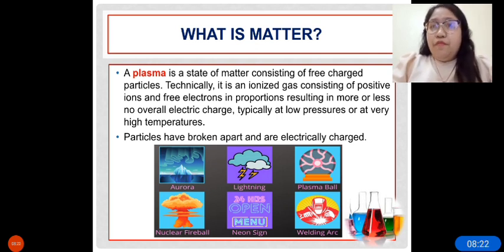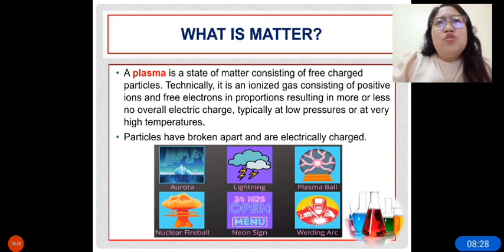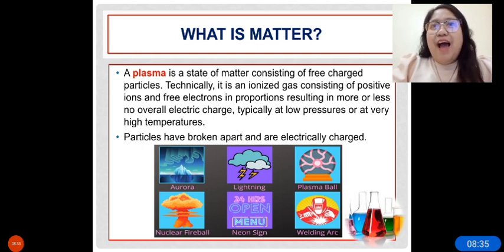And how about the fourth phase of matter, which is plasma? Now, plasma might sound like something straight out of a science fiction movie, but it's actually the most common state of matter in the universe. I know it's crazy, right? But plasma is actually a little bit like a gas. But the particles in plasma are electrically charged.